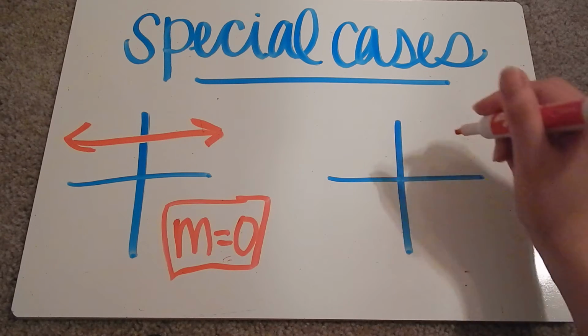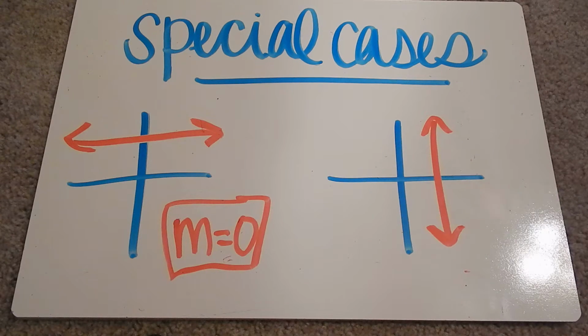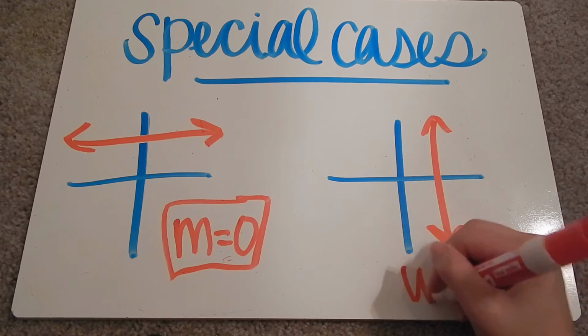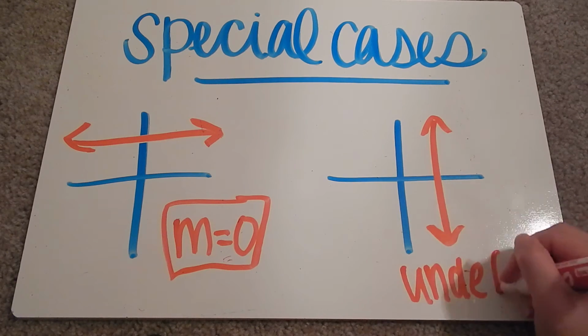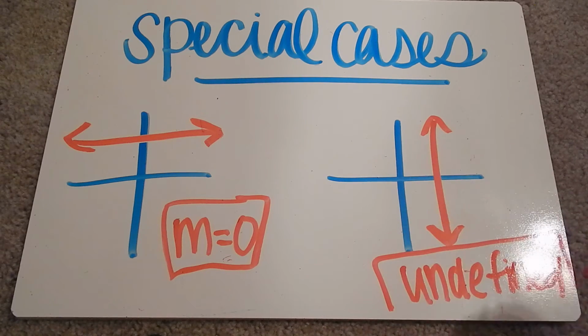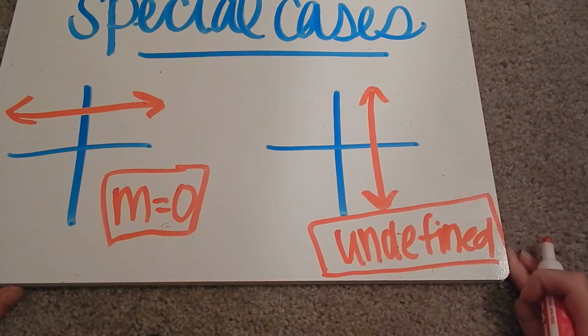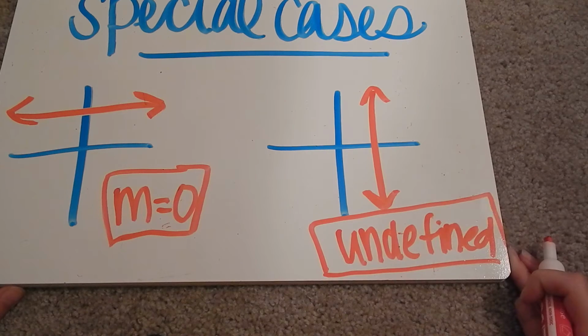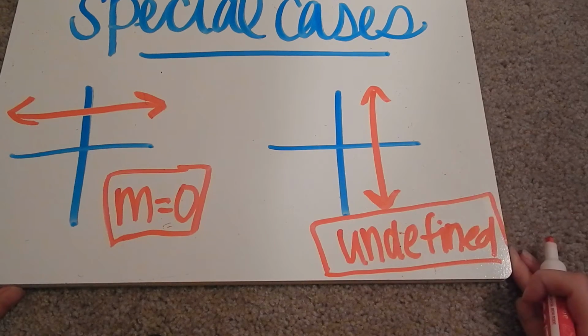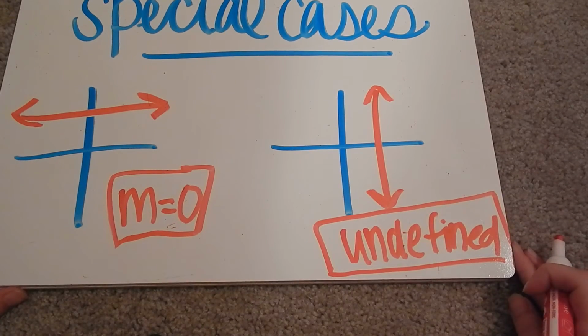Then we have vertical lines. A vertical line is undefined. So for my slope, we would just write undefined. That would actually be the answer for my slope. So horizontal is 0 and a vertical line is undefined. And those are the special cases of slope.